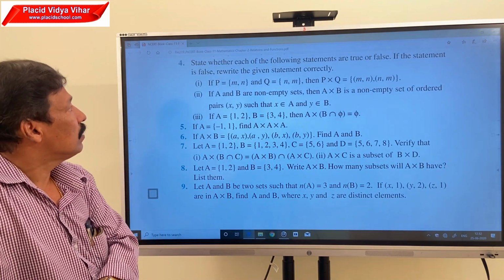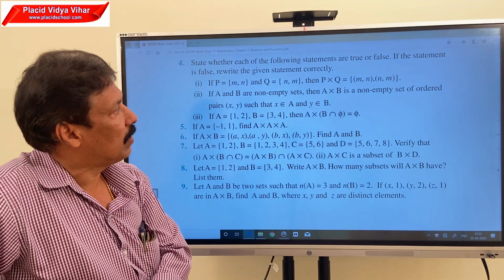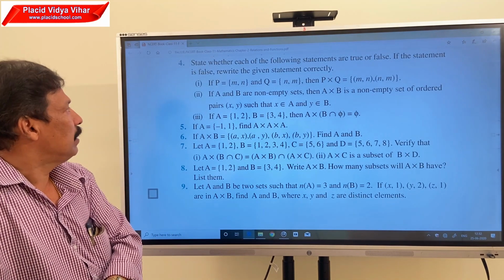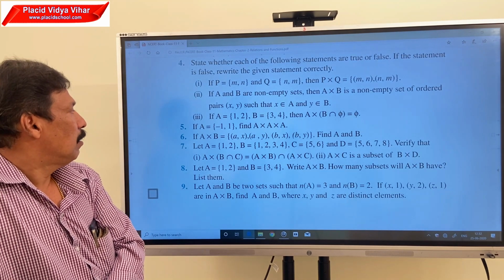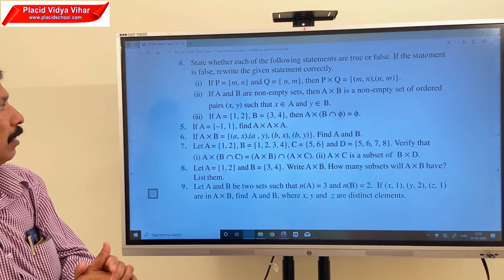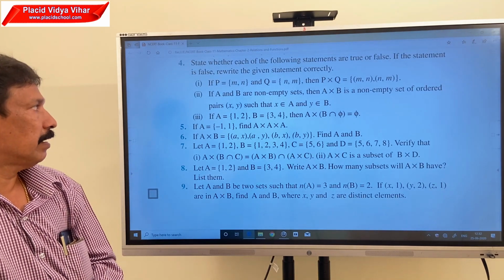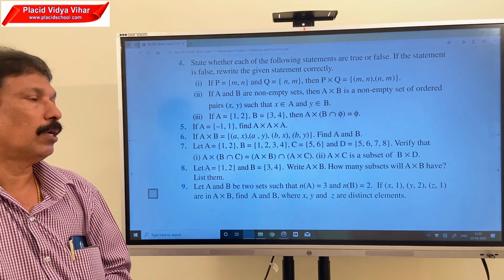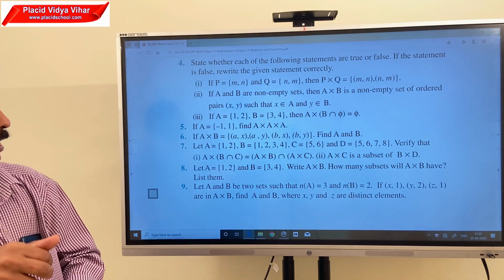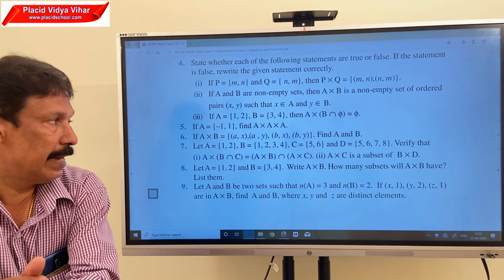Another question, number 4: state whether each of the following statements is true or false. If the statement is false, rewrite the given statement correctly. The first question is: if P equals the set {m, n} and Q equals the set {n, m}, then P cross Q equals the given ordered pairs (m, n) and (n, m).